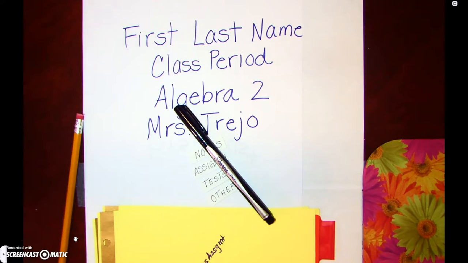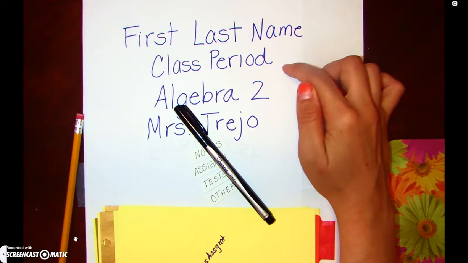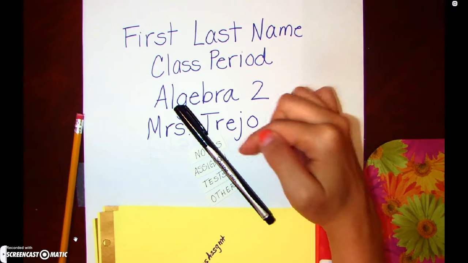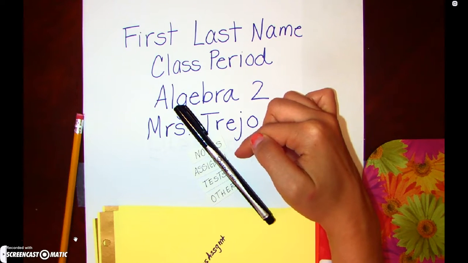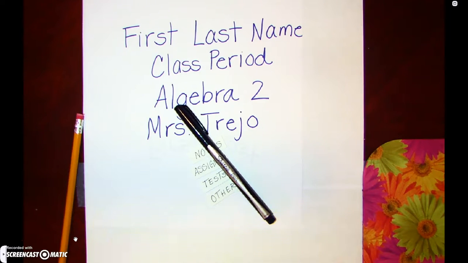Hey guys, good morning. Today I'm going to show you a video on how to organize your notebook. What you need is a sheet of paper where you write your first and last name, your class period, Algebra 2, Mrs. Trejo. You're going to have these little dividers: notes, assignments, tests, and other. You need your four dividers, and of course you need your binder.